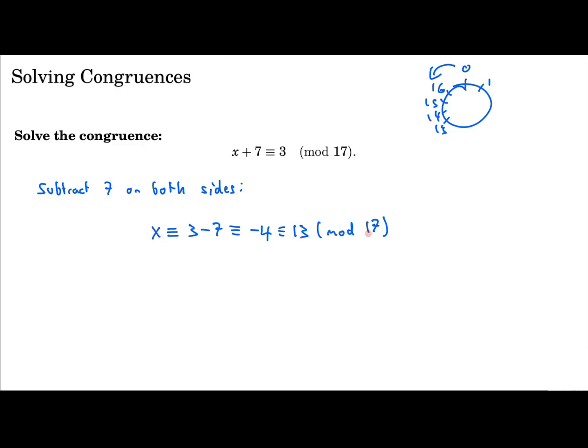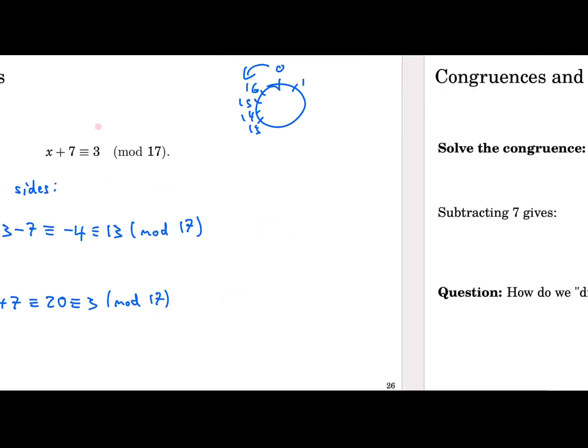And of course, we can always check. If you do 13 plus 7, that is 20. And if you divide 20 by 17, the remainder will be 3. So this is congruent to 3 mod 17. Okay, so we were able to solve this equation. Let's look at a different equation.